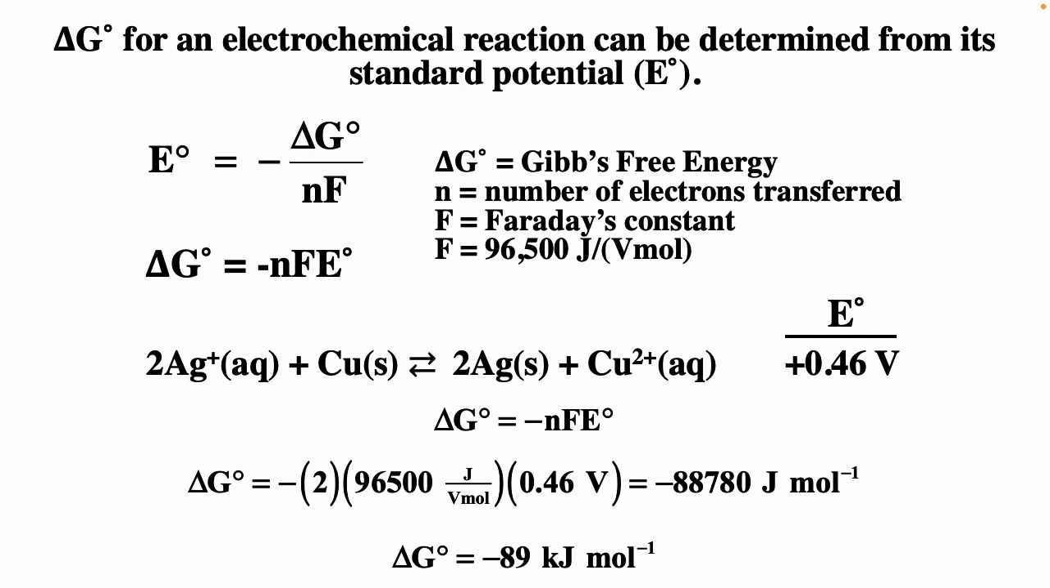And so the number of electrons in the oxidation half reaction equals the number of electrons in the reduction half reaction, which is equal to the number of electrons transferred. And so we have 2 electrons being transferred for the reaction as written, times Faraday's constant, 96,500 joules per volt mole, times our potential of 0.46, and we get minus 89 kilojoules per mole. Now, please remember, negative delta G naught corresponds to spontaneous reactions. Positive E naught corresponds to a spontaneous reaction.